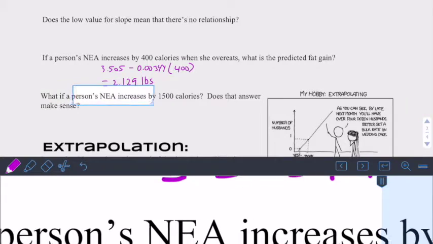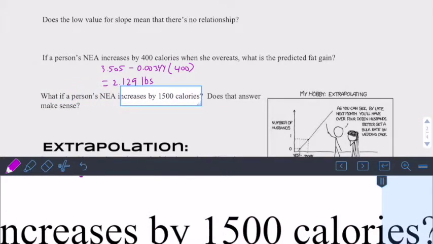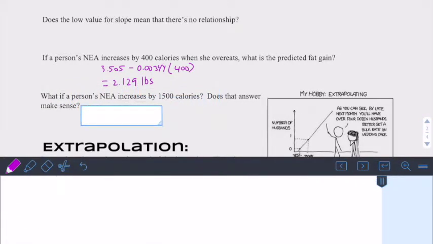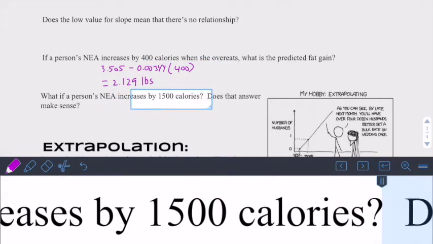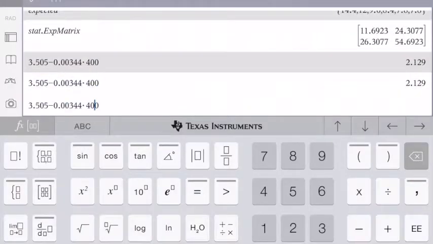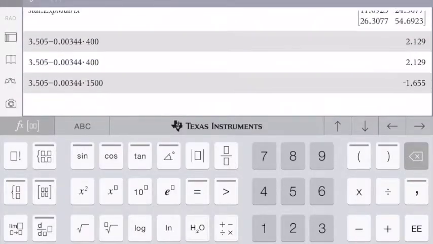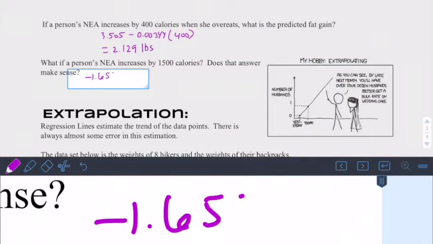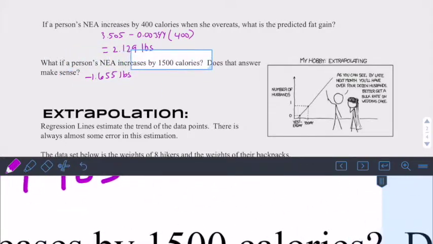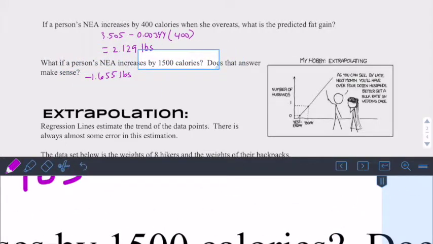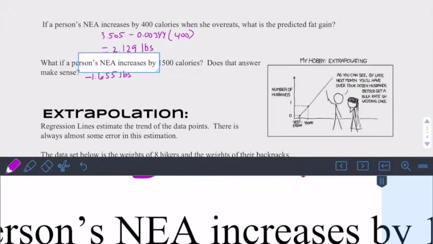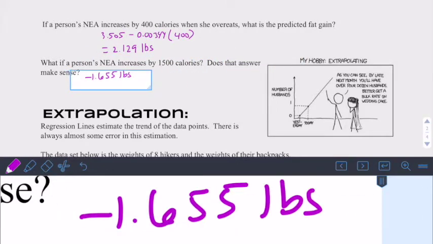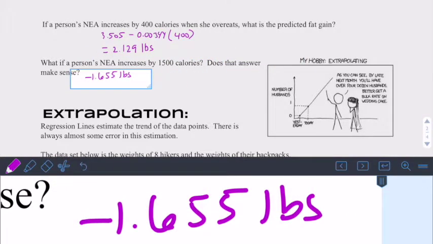So what if a person's NEA increases by 1,500 calories? Now we're going to do the same thing with 1,500. In this case, the person's going to overeat, but they're going to do 1,500 calories of non-exercise activity, and then they would actually be losing weight even though they're overeating.